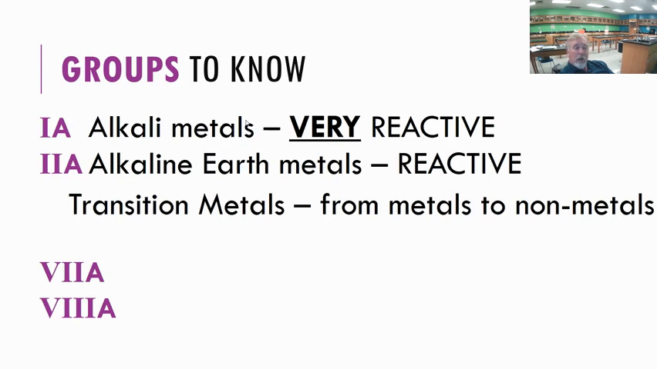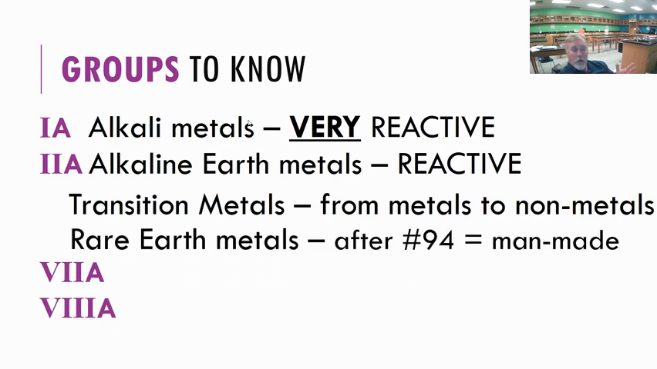Now, after the transition metals, I also want to talk about another group that's important. These guys, like the transition metals, don't fall in a particular column, but these are our rare earth metals. And these are elements with an atomic number greater than 94. These are man-made. Why do I say man-made? Well, when you get heavier than 94, more massive than 94 protons, the atom is so big, it is not stable and it breaks apart, radioactively breaks apart.